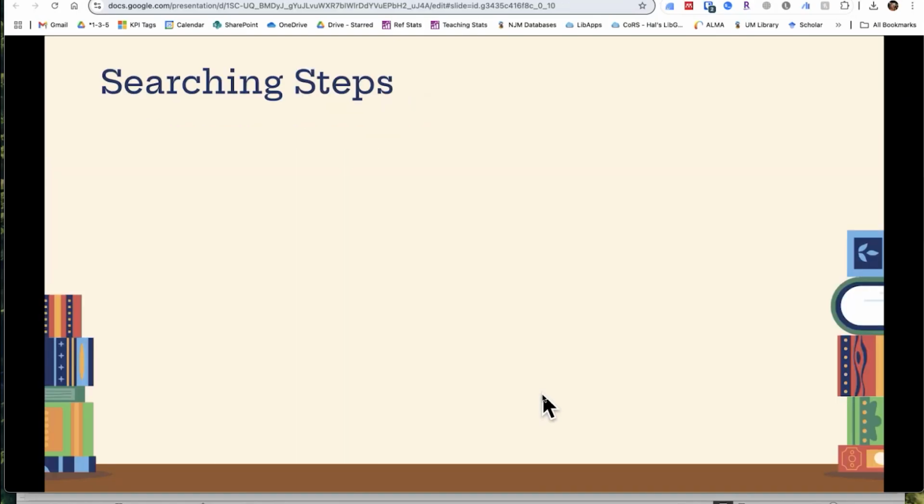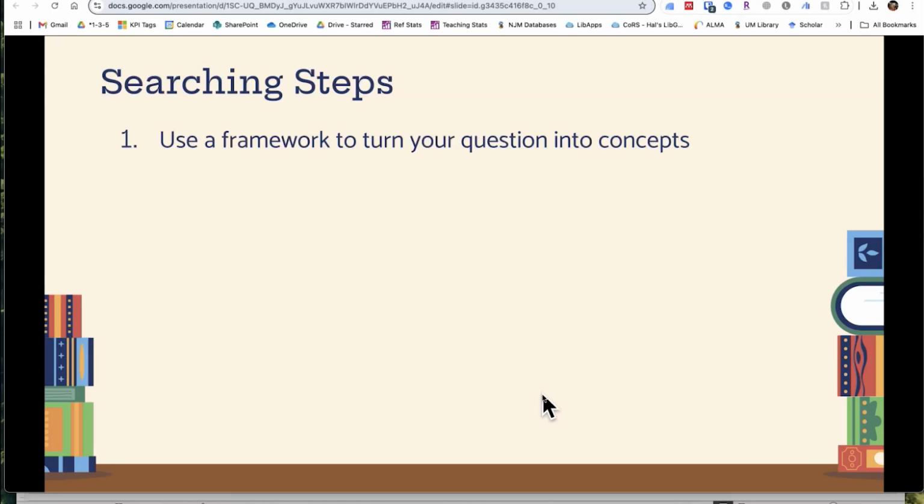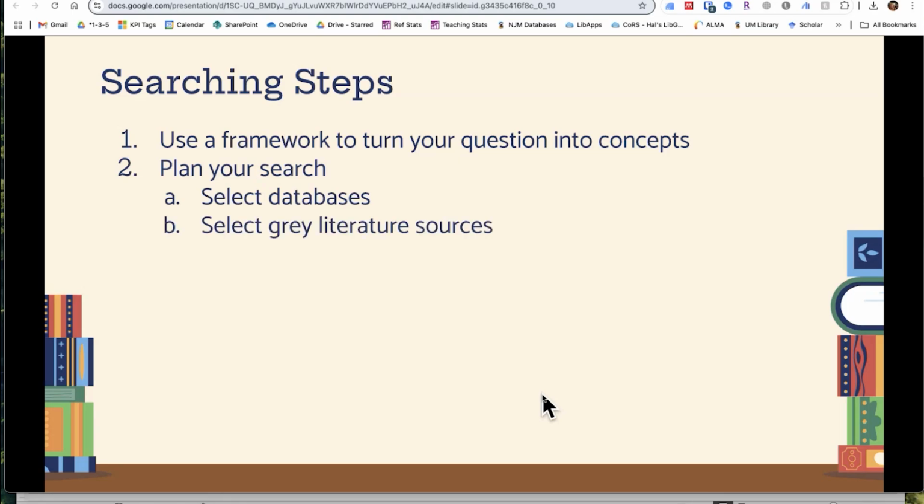Okay, so the steps involved in a search: one, you want to use a framework to take your question, your PICO question, and turn it into searchable concepts. And people definitely struggle with that one. I will show you some examples. Then you want to plan your search. So you want to outline where you are going to search, where you are going to find your gray literature.